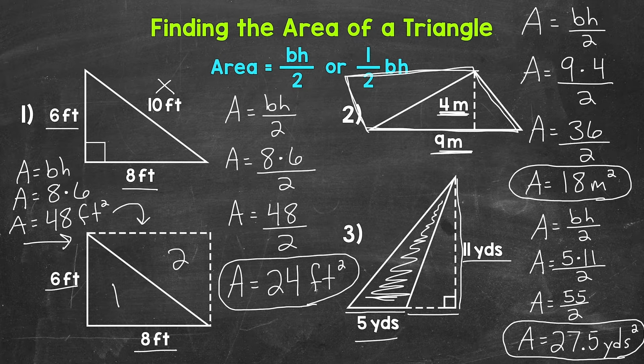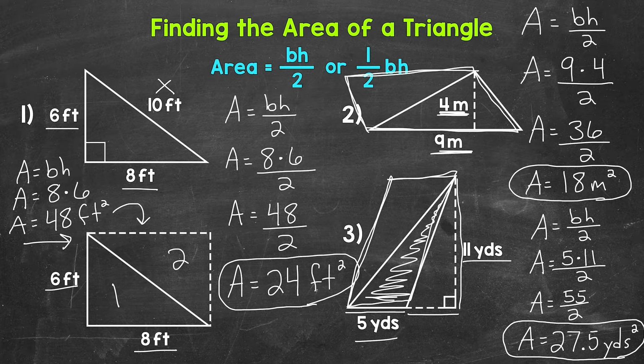Let's make a copy of this triangle as well to show the parallelogram that we took half of. So this is the copy of the triangle, and our parallelogram is right here. This parallelogram has a base of 5 yards and a height of 11 yards. 5 times 11 gives us 55. So that parallelogram has an area of 55 square yards. We took half of that in order to find the area of the triangle. So there's how to find the area of a triangle.